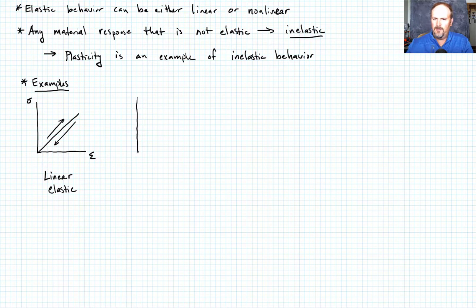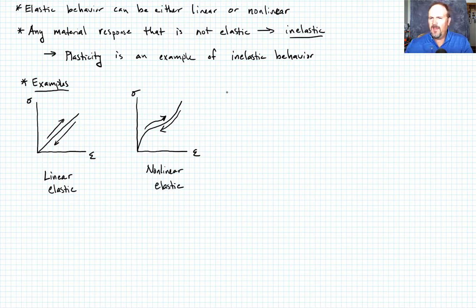If we were to draw another material, that would be nonlinear elastic, it could have some shape to it like this. The feature that makes it elastic is that it follows the same curve up and down, and so that would be nonlinear elastic. And then finally, we can have inelastic behavior, which would be well described by plasticity.